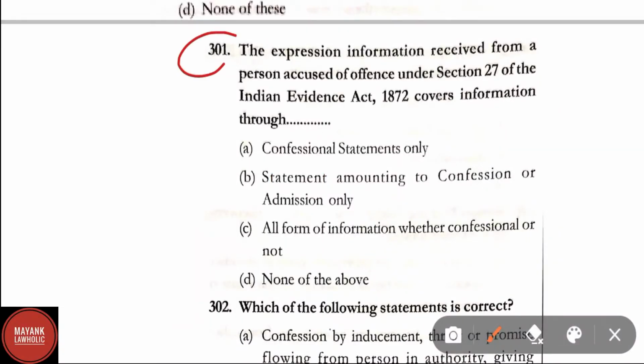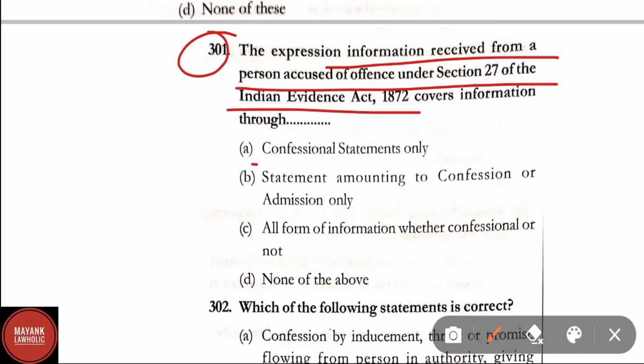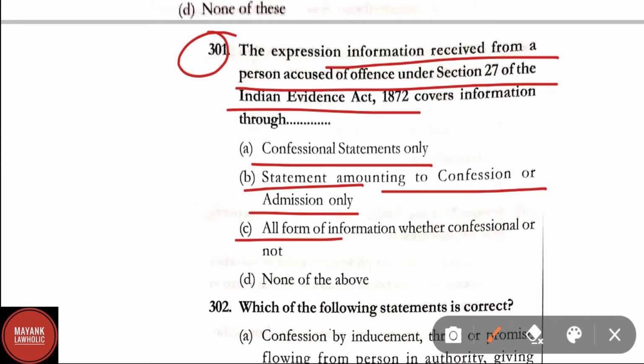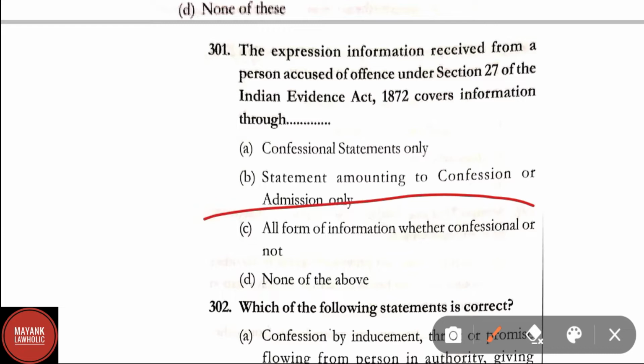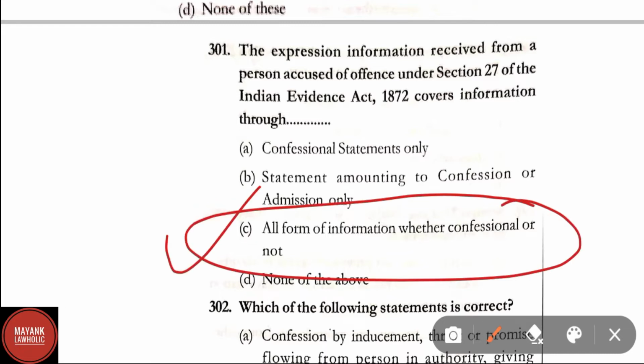Question number 301. The expression information received from a person accused of offence under section 27 of the Indian Evidence Act 1872 covers information through option A, confession statements only, option B, statements amounting to confession or admission only, option C, all forms of information whether confessional or not, option D, none of the above. Here the correct answer is option C, that is all forms of information whether confessional or not.